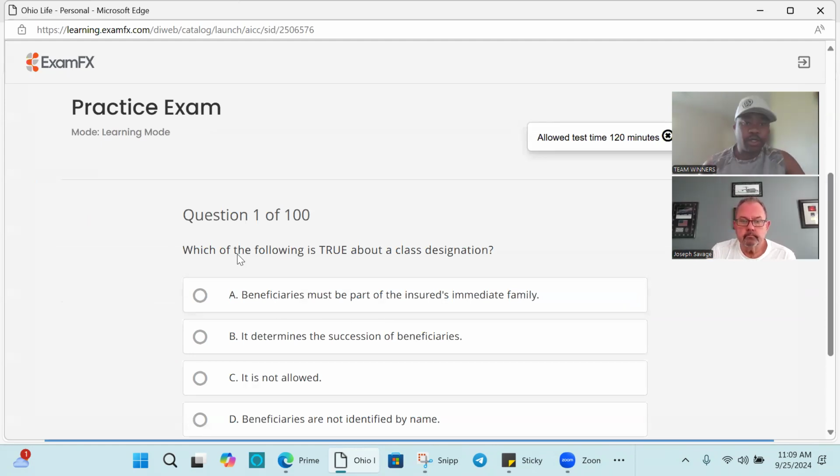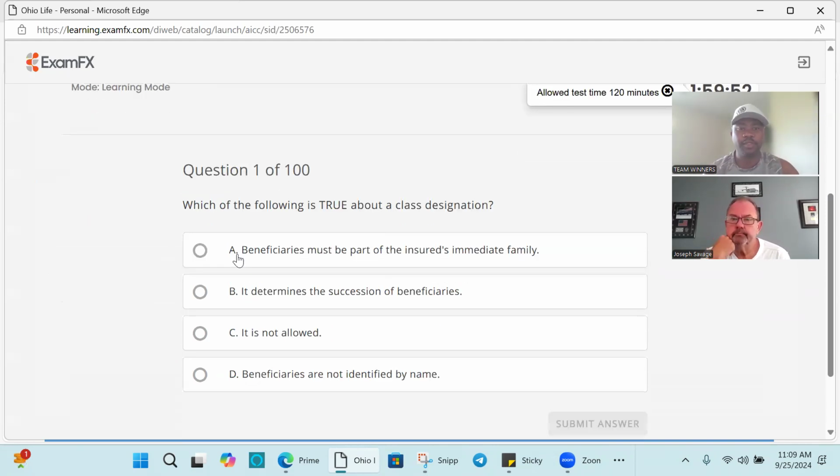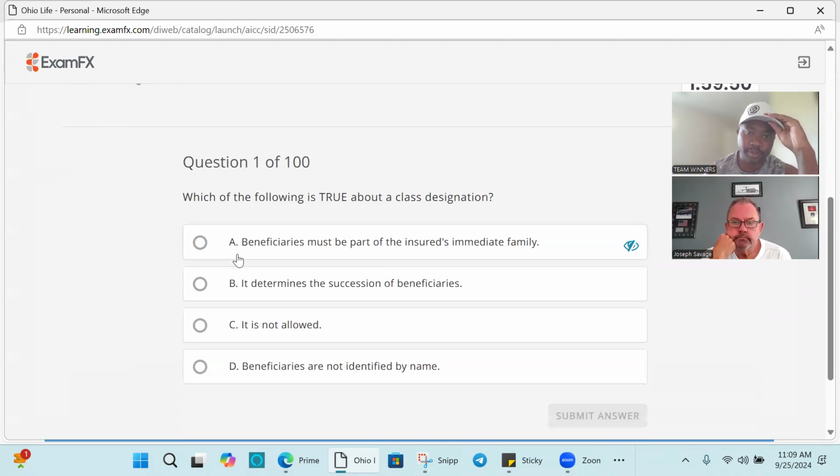Which of the following is true about class designation? Beneficiary must be part of the insured's immediate family. It determines the succession of beneficiaries. It's not allowed. Beneficiaries are not identified by name.